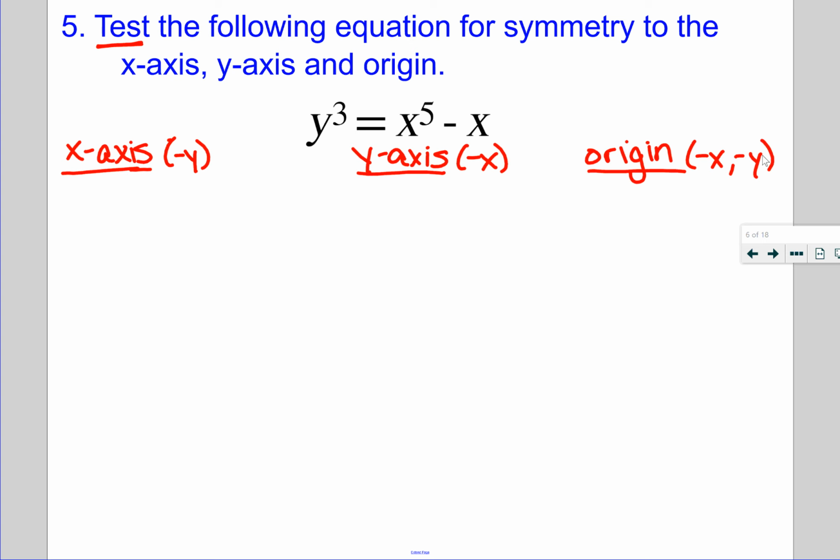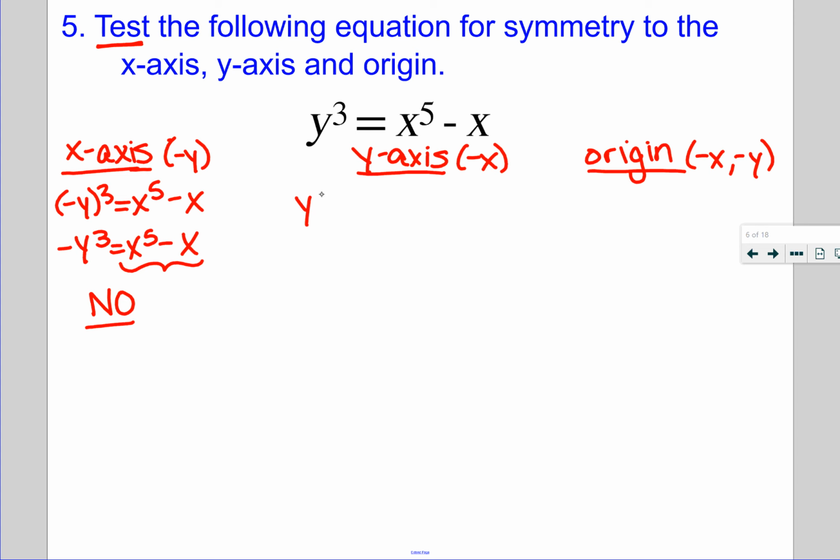If I put -y in for all my y's in this equation, that would look like -y to the 3rd equals x to the 5th minus x. Anything to an odd power is going to remain negative. Remember, anything to an even power will become positive when you plug these negatives in. And now we simplify compared to the original equation. On the right side, my equation matches, but on the left side, it does not. So it's safe to say this is not the same as the original equation, so there is no symmetry to the x-axis. To test for symmetry to the y-axis, we're going to plug -x in for all of our x's.